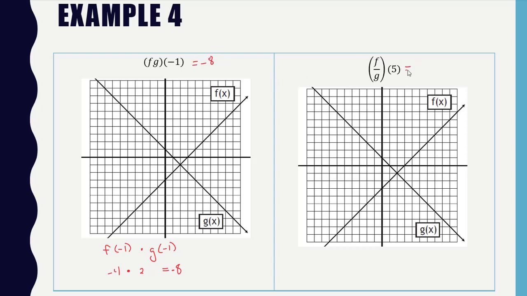Now same thing here, this looks really confusing, but if I rewrite it as f of 5 over g of 5, it makes a little bit more sense. So again, our f of x is here. Go and find our x of 5, and what is the height there? Well, it's 2. And g of 5 at that same location is negative 4. And so you get negative 1/2. So that question looks really confusing to start, but once you know what you're doing, it's not too bad.